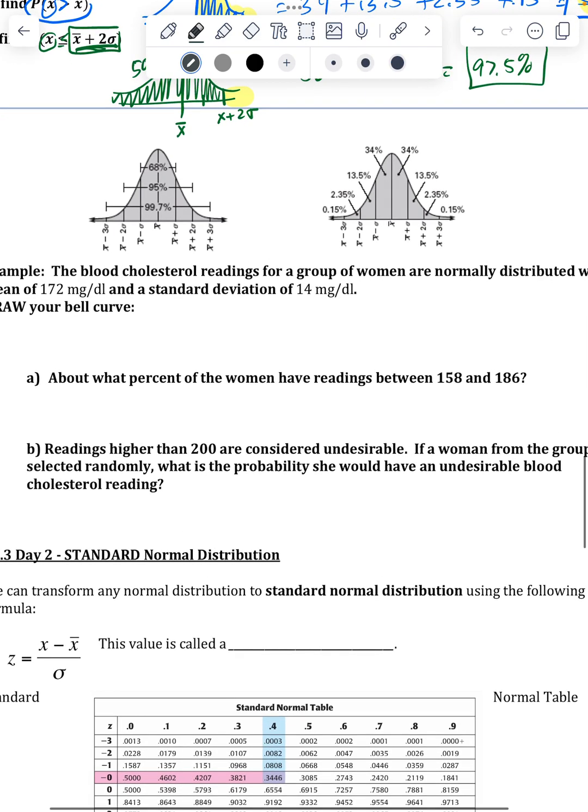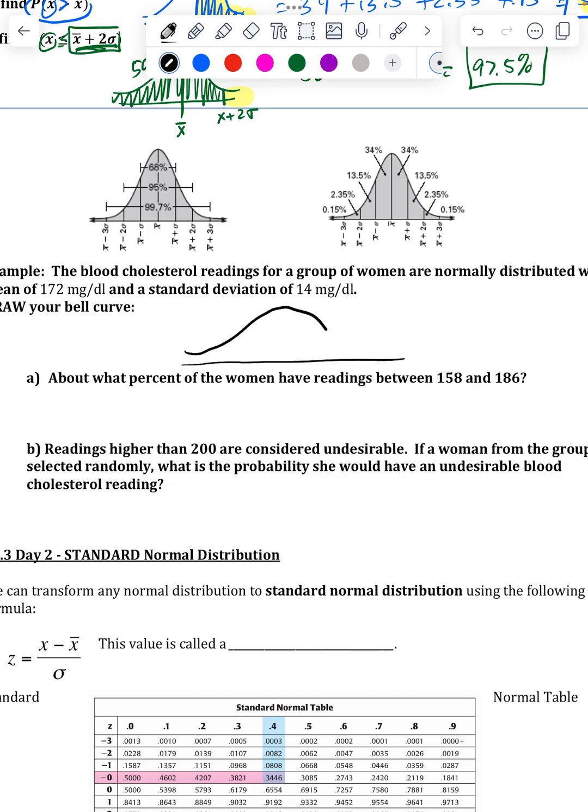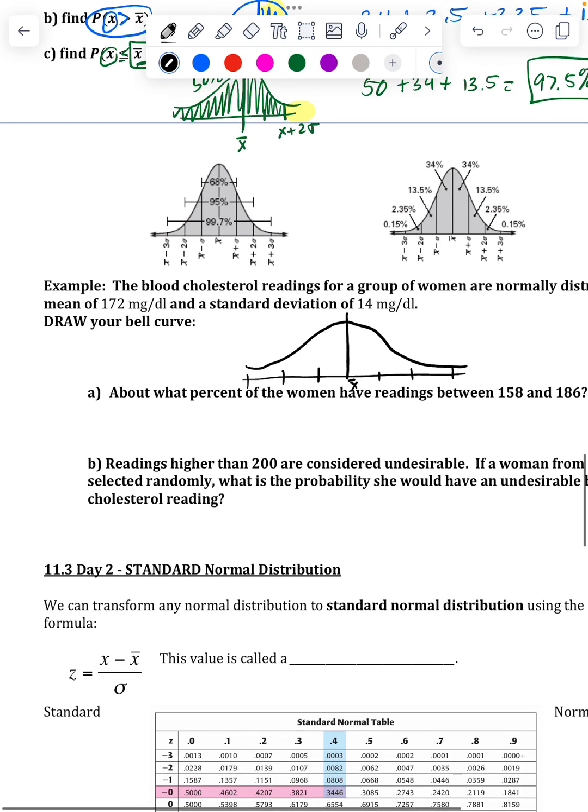Now, this one, they're going to give us a situation. Do not let this freak you out. So I'm going to draw myself a little curve. Doesn't even have to be good, which clearly mine is not. Here's the mean. 1, 2, 3 standard deviations to the right. 1, 2, 3 standard deviations to the left.